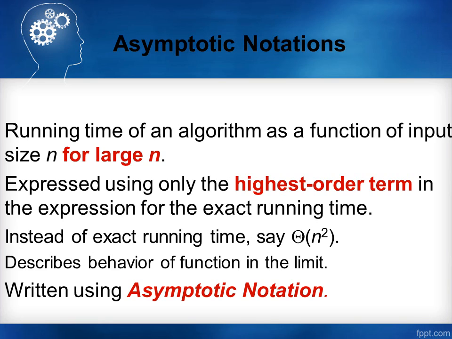Asymptote means a line drawn between two boundaries. The asymptotic notations are mainly three in number: big O notation, omega notation, and theta notation. In addition to these three, there are two more notations: little o notation and little omega notation.